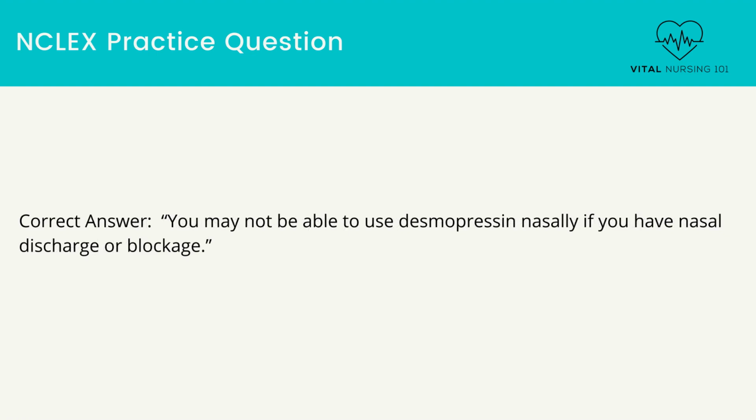The correct answer is: you may not be able to use desmopressin nasally if you have nasal discharge or blockage. Desmopressin may not be absorbed if the intranasal route is compromised. Desmopressin administration can be utilized to distinguish between central versus nephrogenic diabetes insipidus, with a positive response noted in central diabetes insipidus, meaning the kidneys respond appropriately to desmopressin with the expected concentration of the urine and increased reabsorption of fluids, resulting in eutonic urine.